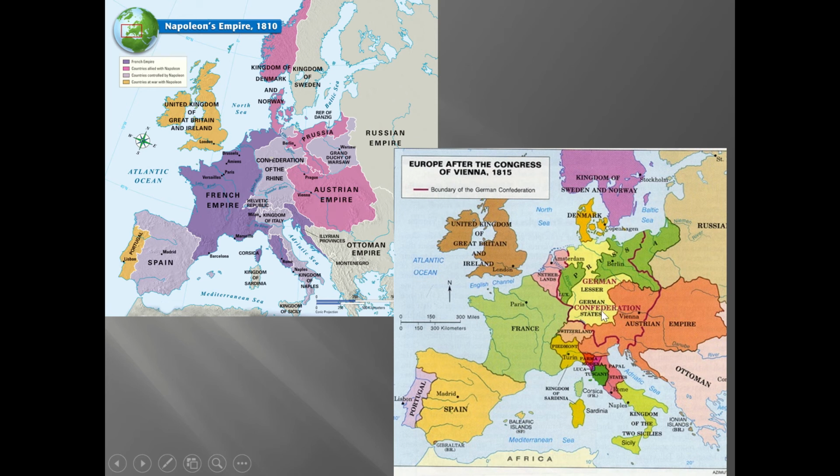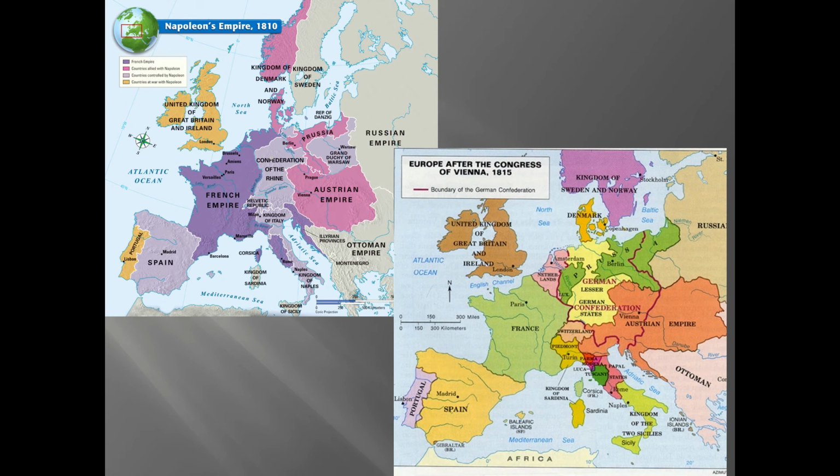Germany is not a united Germany yet. This is what we call a defensive alliance. So what that means is these different little German city-states, and there's actually quite a few. This yellow territory is not a united city-state. There's a bunch of little ones in there. They are not united together as one army or one government. They're still separate, smaller city-states.